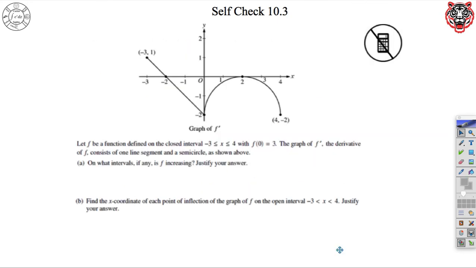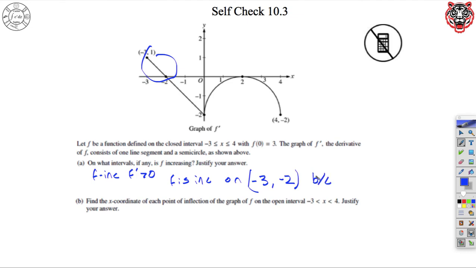Here we go, kind of fast because we're running low on time. On any intervals is f increasing? The definition of f increasing is where f prime is greater than 0. This is the graph of f prime, so height greater than 0 is just this part right there. So we say f is increasing on -3 to -2, because f prime is greater than 0.